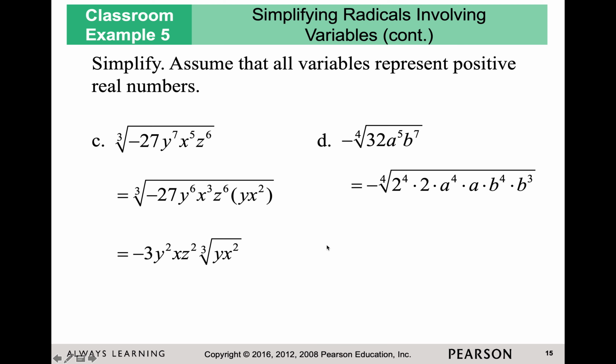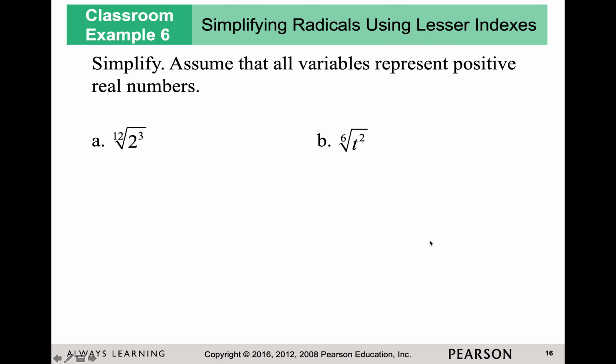Same thing in D. I'm going to write that as 2 to the 4th, or I could look for it being a factor of 2 to the 4th actually calculated out. A to the 4th times A, because I know I can do 4 divided by 4. B to the 4th times B cubed, because again, I know I can do 4 divided by 4. So that's where this answer is going to come from. There's nothing further you can do with this radical. We just leave that part alone.